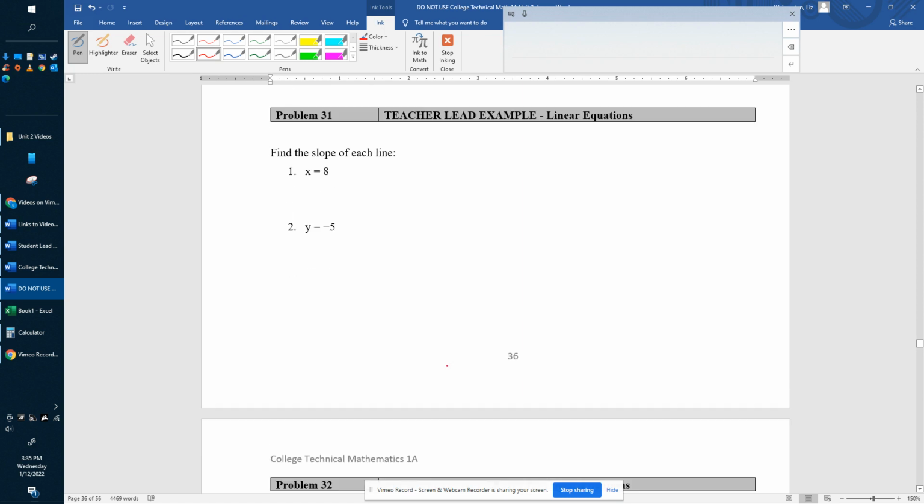All right, now we're going to find the slope of some crazier lines. So what we're going to do here is we need to figure out what 2 points on these lines would be. So let's do a t-table. We have x, we have y. Let's say, well, x equals 8. Y equals what? Y can be anything.